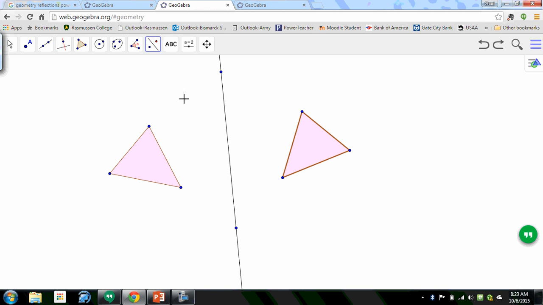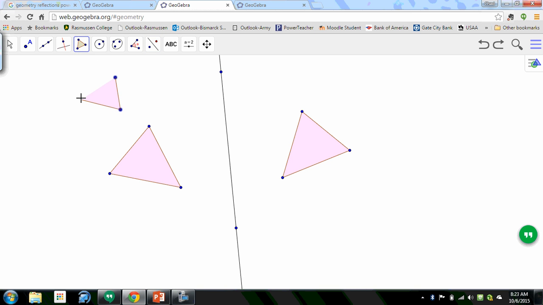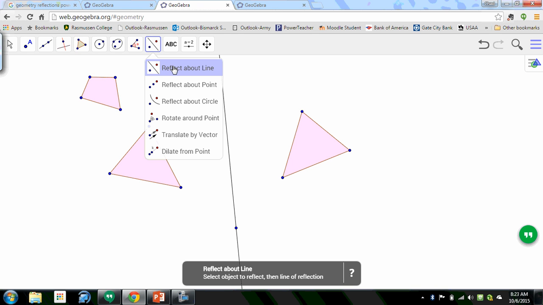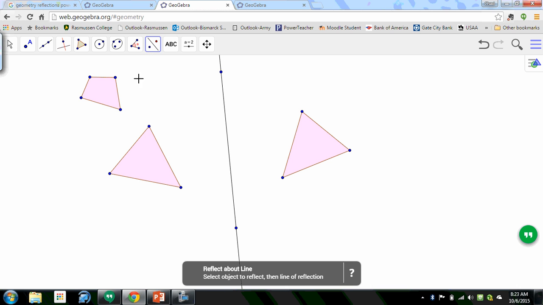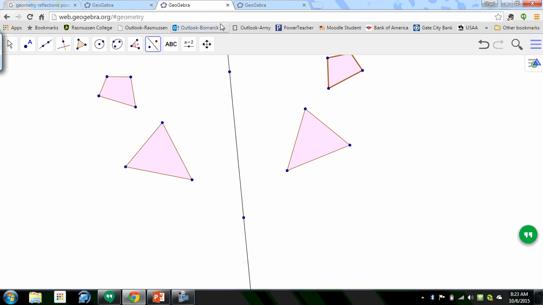So how did I perform this reflection? Just to go through it real quick in GeoGebra, I can select my polygon, make any type of polygon you would like, and then if you come up here and select this reflect about the line, when you do that, you can click on your polygon, click on your line, and you can make any line you want. So all you have to do is just use this line tool. So make any line you want. And when you click on that line, it performs the reflection for you.